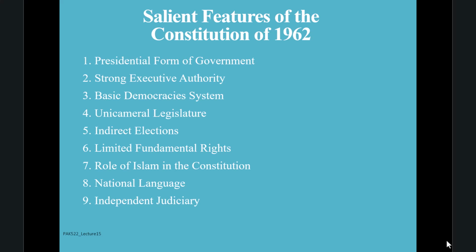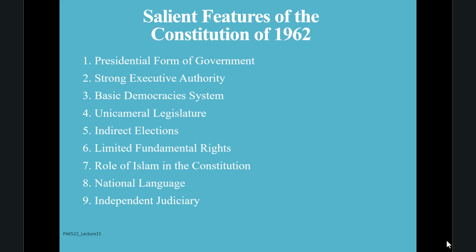1956 के कॉन्स्टिट्यूशन की तरह इस बार भी उर्दू और बंगाली को पाकिस्तान की कौमी ज़ुबान का दर्जा दिया गया. This was done to address tension between East and West Pakistan regarding language issues.